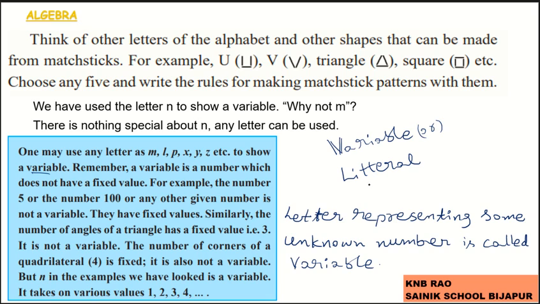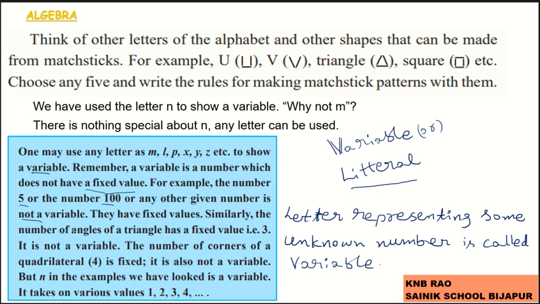Putting together literal, this word has come. Letter representing numeral is literal. So remember, a variable is a number which does not have a fixed value. It will never have a fixed value. For example, the number 5 or the number 100 or any given number is not a variable because it has a fixed value. They have very fixed values.